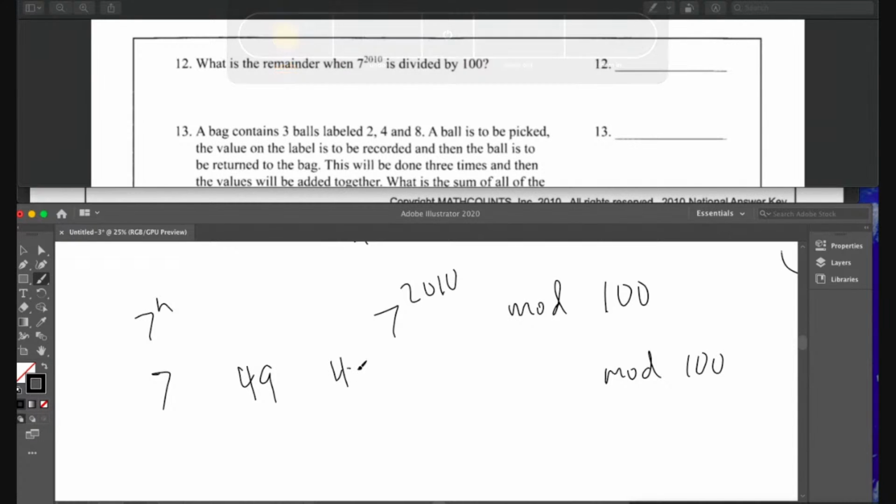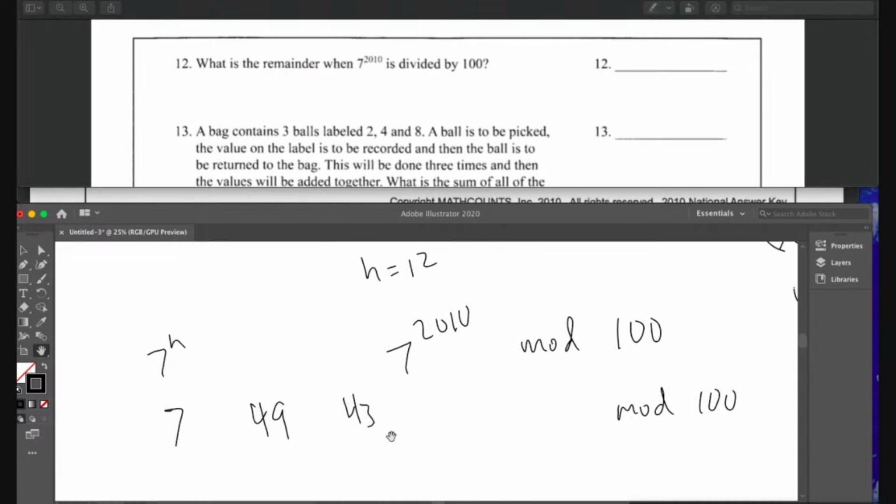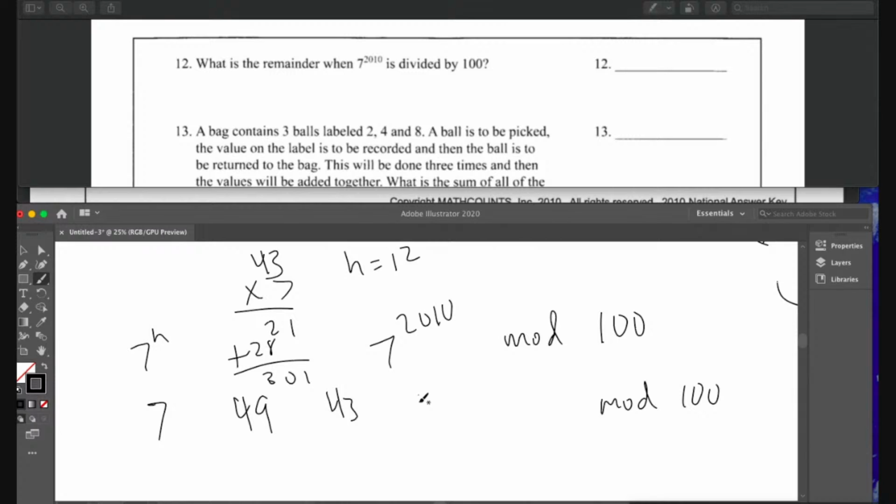So we can just reduce this to 43, and then now we need to multiply 7 by 43. If you multiply that out, we get 21 and then 28. We add this together and we have 301, and this mod 100 is 1. And we can see that this is really good, right? Because if we multiply another 7 by this 1, then we're going to have 7 again.